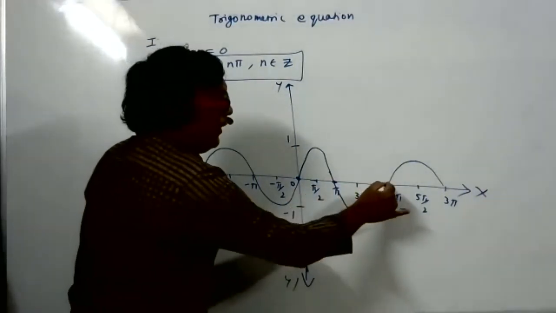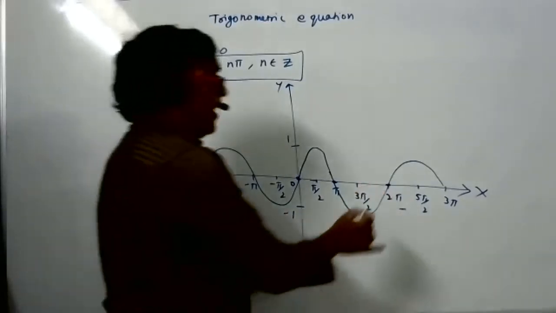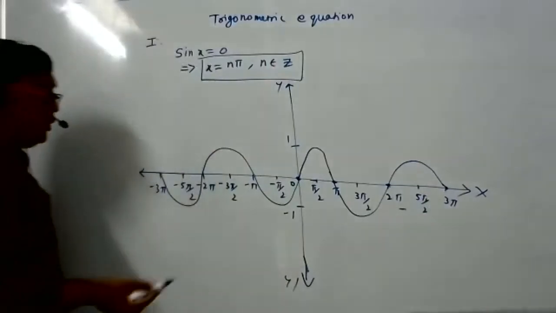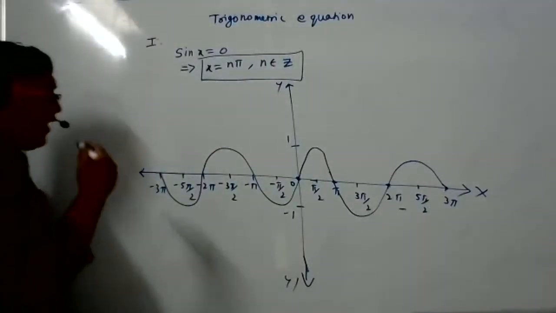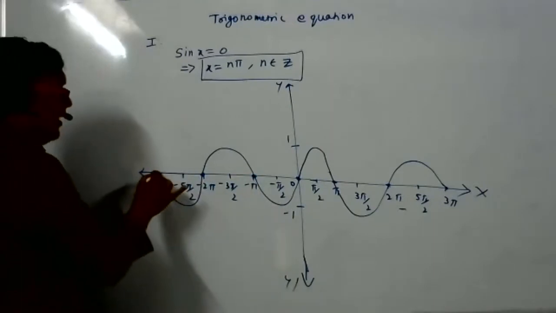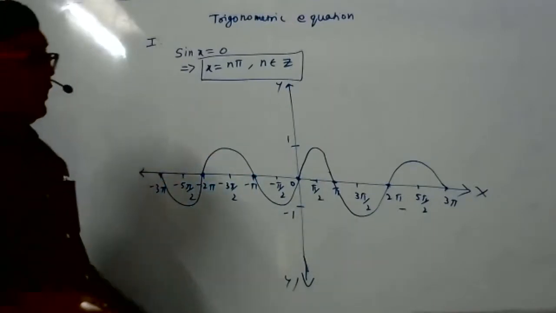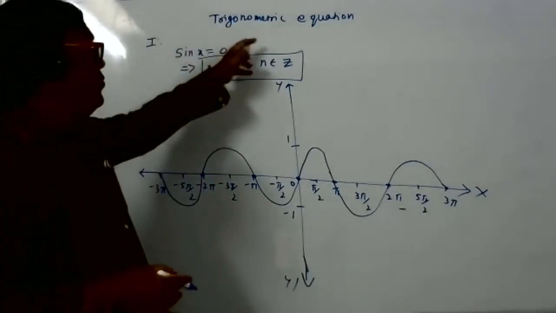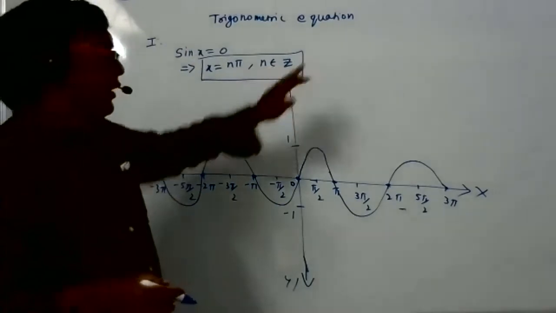At 2 pi, the graph is intersecting the X axis. It is 0. At 3 pi, the graph is intersecting the X axis. It is 0. The ordinate, the Y coordinate, is 0. Also minus pi, minus 2 pi, minus 3 pi. If you extend the graph, you will get more pi's. So can't I write generally that sin X is 0 means the angle will be n pi, n belongs to integers?